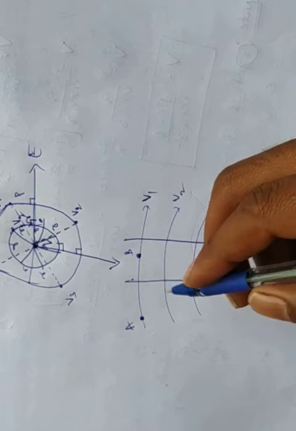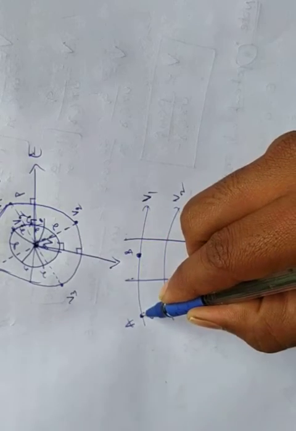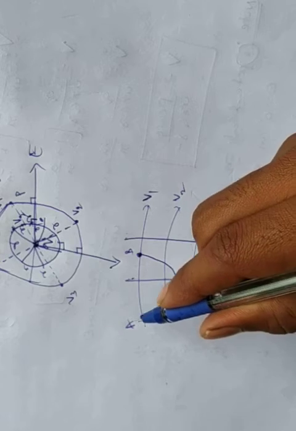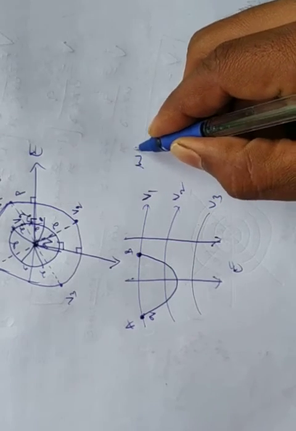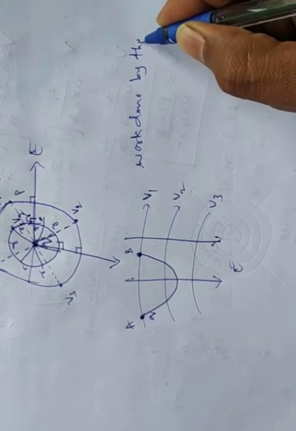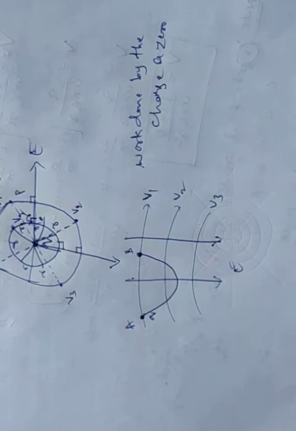Okay, now what am I doing? I move a charge from point A to point B like this. Suppose I move the charge from point A to point B like this. What is the work done by this charge? So the work done by the charge is 0.